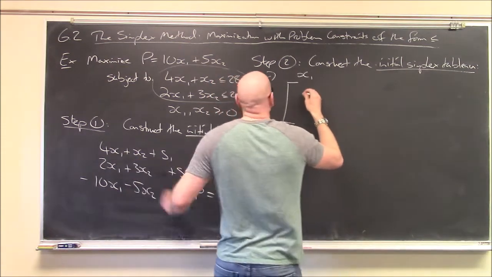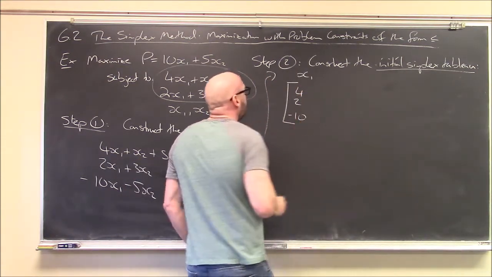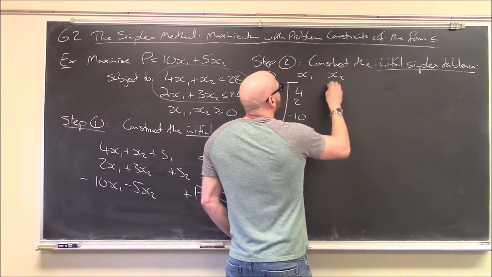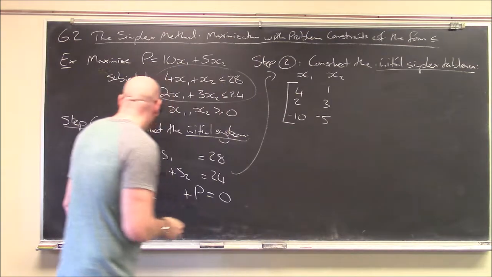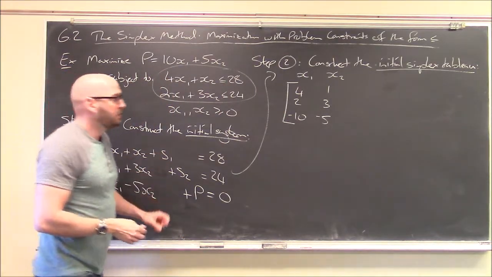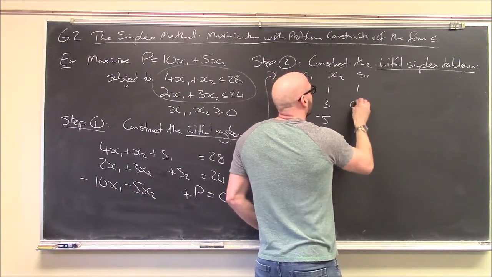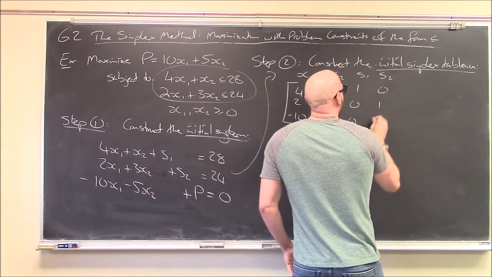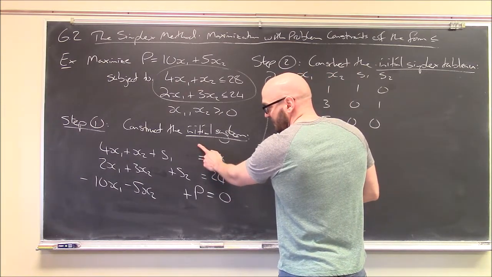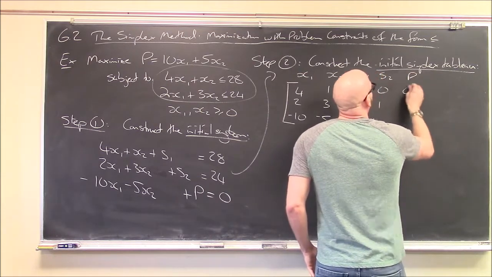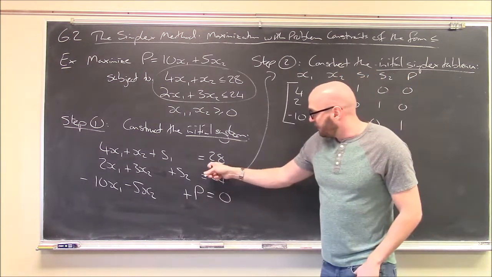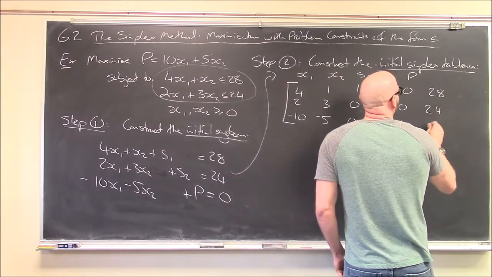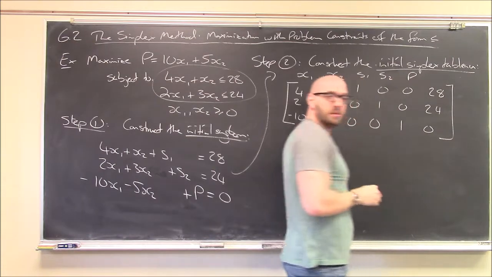So x1, my coefficients are 4, 2, minus 10. Then I've got x2, my coefficients are 1, 3, minus 5. Then I've got s1, my coefficients are 1, 0, 0. Then I've got s2, my coefficients are 0, 1, 0. And then we've got P, my coefficients of P are 0, 0, 1. And then we've got everything to the right-hand side of the equals bar. We've got 28, 24, and 0. And that's the whole matrix.